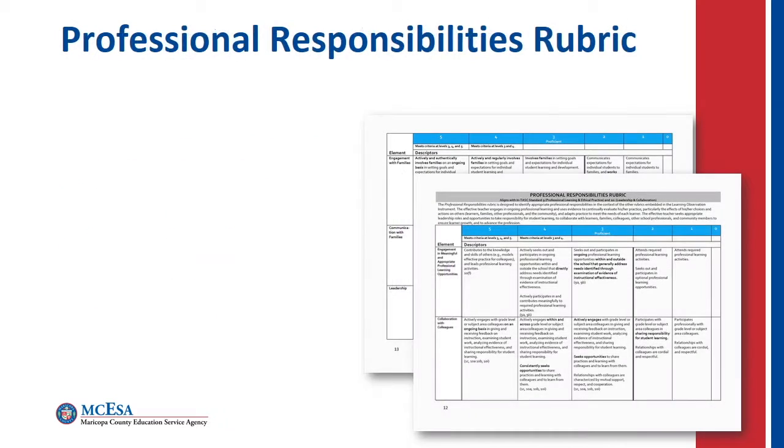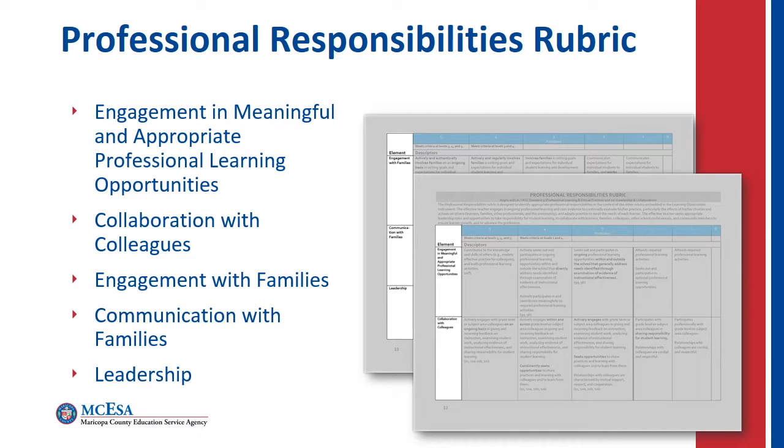Great job. And finally, take a look at the professional responsibilities rubric on pages 12 and 13. Here you will see that there are 5 elements included. And just a reminder, this is the rubric used at the district's discretion.